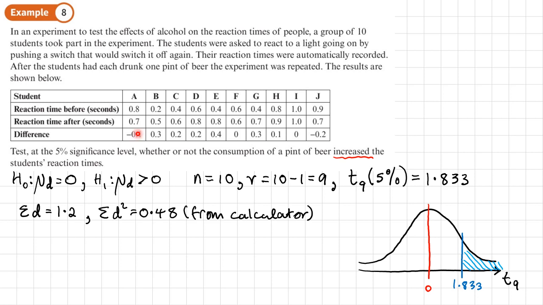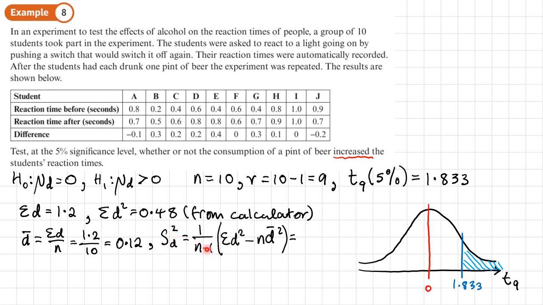Okay, so I've typed in these differences on my calculator. I've got the sum of d and the sum of d squared from my calculator. I could in fact actually just write down the mean of d and the variance of d from my calculator, but I'm actually going to do my working based on this. So the mean of d is going to be equal to the sum of d over n. So 1.2 divided by 10, so you've got 0.12.